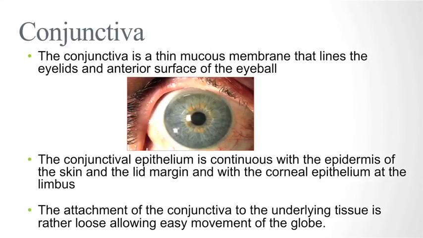The conjunctiva is a thin mucous membrane that lines the eyelids and the anterior surface of the eyeball. The conjunctival epithelium is continuous with the epidermis of the skin and the lid margin and the corneal epithelium at the limbus. The attachment of the conjunctiva to the underlying tissue is rather loose, allowing easy movement of the globe.